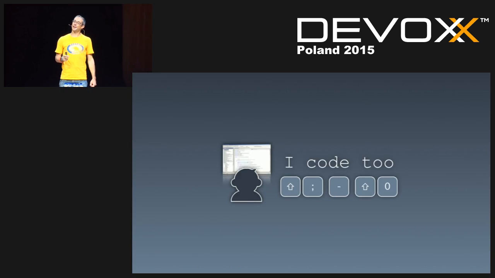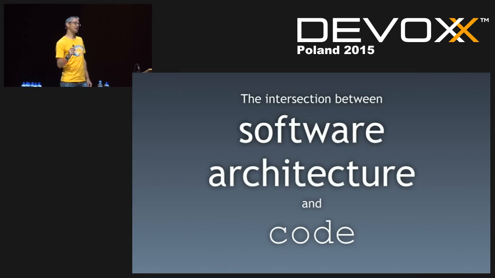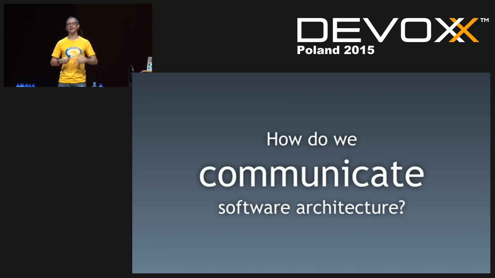I still do write code as well. And that's important because software architecture and code, I think, are basically two sides of the same coin. What I'm really interested in here is the intersection between the software architecture world up here and the code world down here. Specifically, I'm interested in how we can communicate, visualize, and describe software architecture.